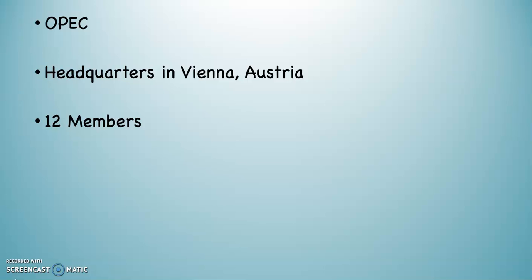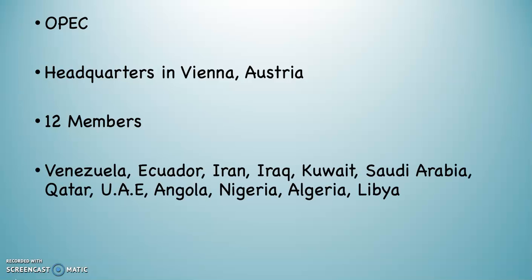These I actually want you to memorize. Here's who they are: Venezuela, Ecuador, Iran, Iraq, Kuwait, Saudi Arabia, Qatar, the UAE, which is the United Arab Emirates, Angola, Nigeria, Algeria, and Libya.